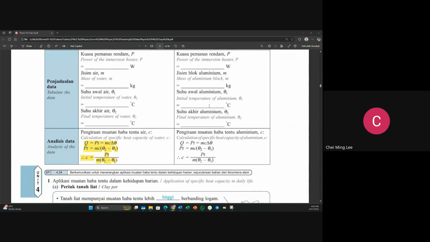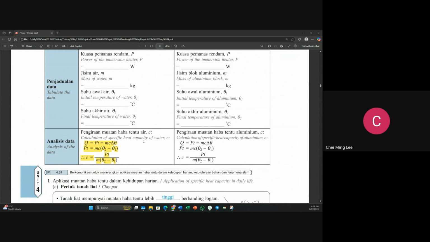So after you jot down all this, then we analyze the data by using the formula. Q is equal to power times time, which is equal to mc theta. So Pt equals mc theta. So c is equal to Pt over m times theta 2 minus theta 1. So this is the formula.